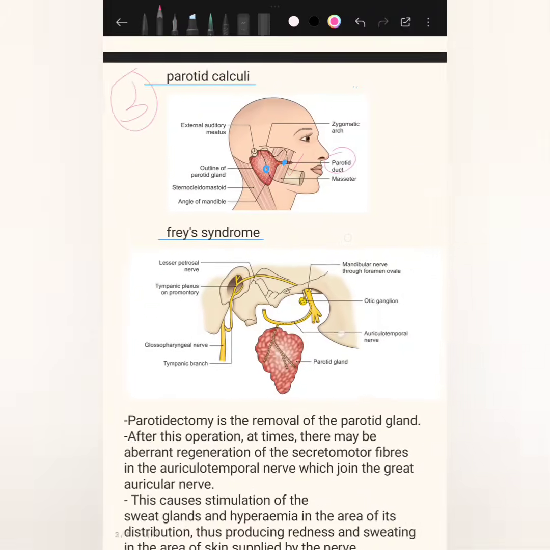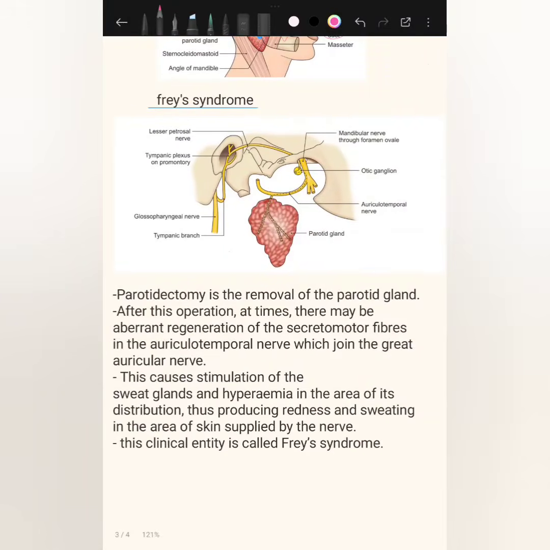Next is Frey syndrome. First, suppose the parotid gland is being removed because of parotid abscess, tumor, or any other condition. Normally the parotid gland is supplied by the auriculotemporal nerve. These are the parasympathetic fibers. When these stimulate the parotid gland, there will be saliva secretion.